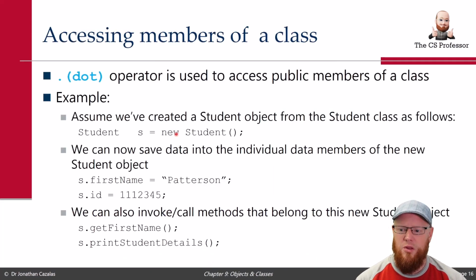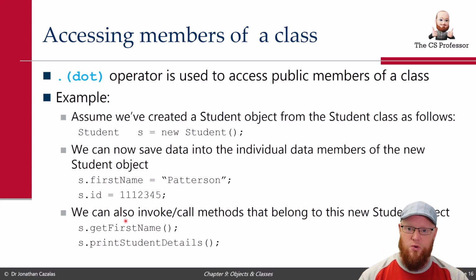We've also seen that we can use the dot operator to access public members of our class. So if you make a new student, you can then access the first name and we can save Patterson, for example, into first name. We can save an ID number into the ID data member if that data member exists. So any of those public data members, if they're public, we can use this dot operator to directly access those public data members, as well as any public methods, such as s.getFirstName.